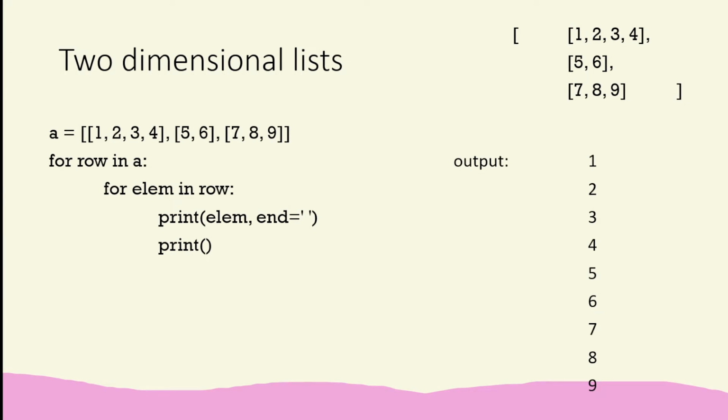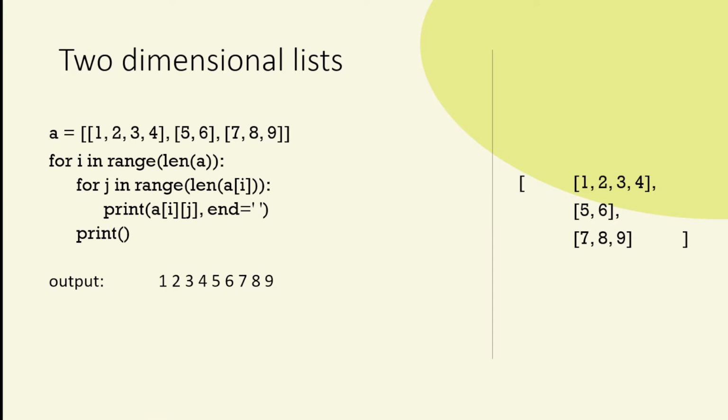Now, if we want to print out the values, we can use two for loops quite simply. And here we can use range with the length of the list A and then the length of the element in list A from the first for loop. So we've got two for loops, and this is how we can access them.